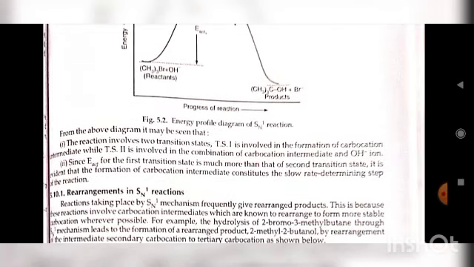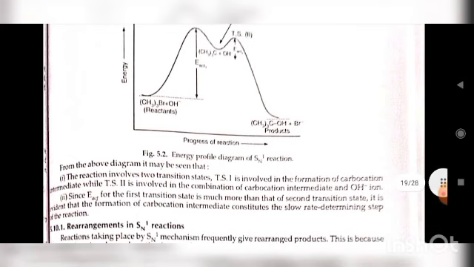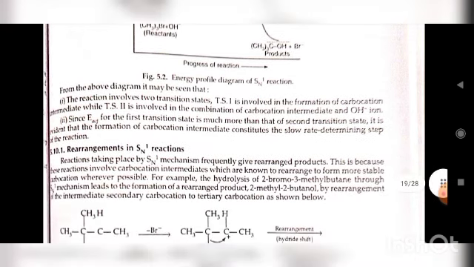From the above diagram, it may be seen that the reaction involves two transition states. Transition state 1 is involved in the formation of the carbocation intermediate, while transition state 2 is involved in the combination of the carbocation intermediate and OH negative ions. Since the activation energy for the first transition state is much more than that of the second, it is evident that the formation of the carbocation intermediate constitutes the slow rate determining step of the reaction.